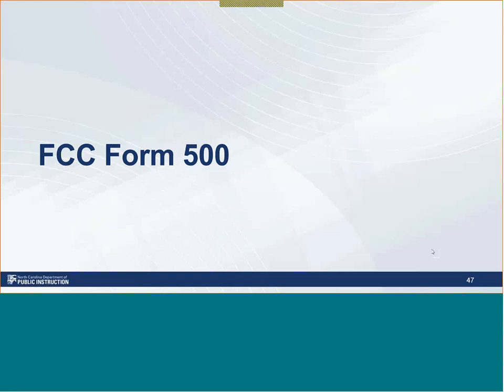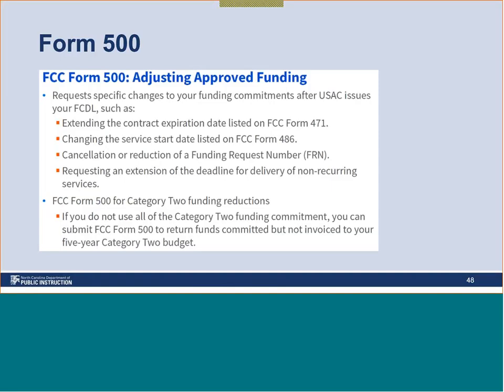We talked about the FCC Form 500. Here we go. The FCC Form 500 is basically adjusting your approved funding requests. It basically is changing specific funding requests after USAC issued your FCDL. For example, if you have to extend the contract expiration date that you originally had listed on your Form 471, or changing the service date as it was showing on your Form 486.